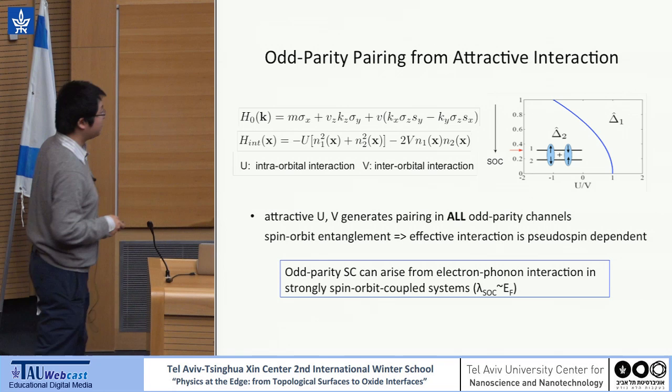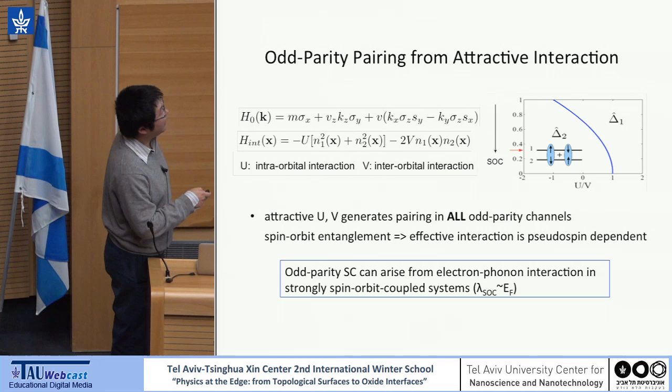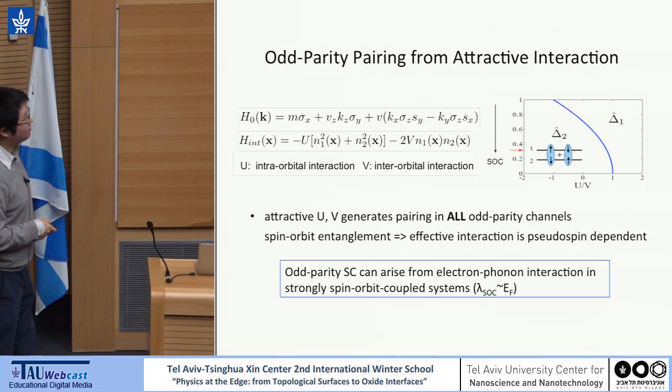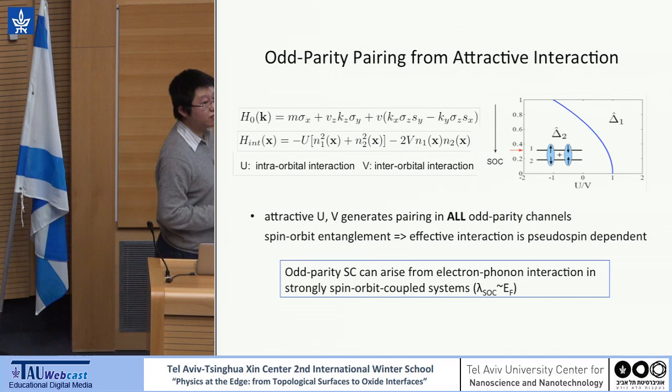Okay? And within this particular model, we find that the odd pairing delta 2 is realized in a large range in the parameter space. The vertical axis characterizes the strength of the spin-orbit interaction. So as the spin-orbit strength increases, the parameter space for odd-parity pairing enlarges. So the general message is that odd-parity superconductivity can arise from electron-phonon interaction in strongly spin-orbit coupled systems. And for this to work, we really need a strong spin-orbit. The strength of spin-orbit should be comparable to the Fermi energy, which is this limit here.